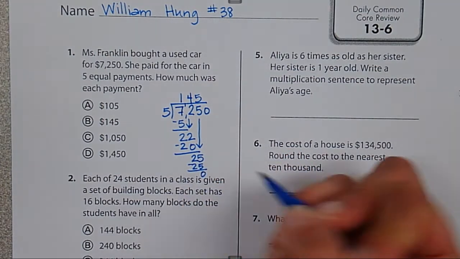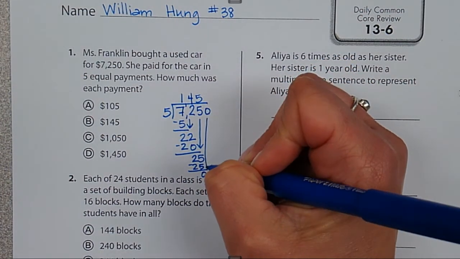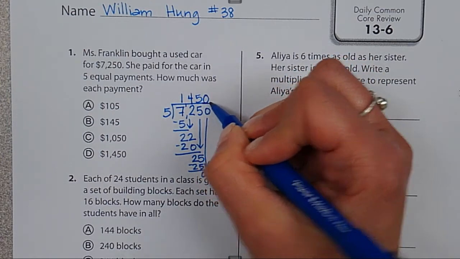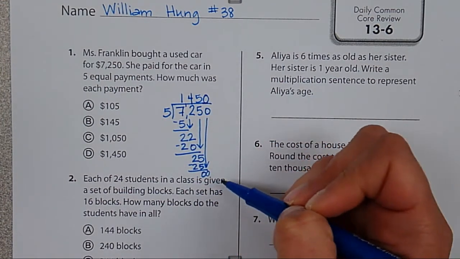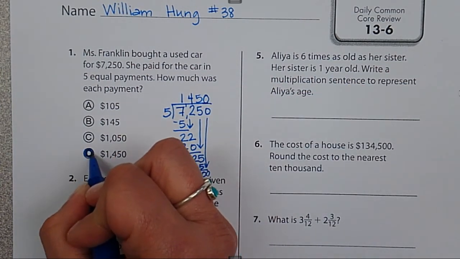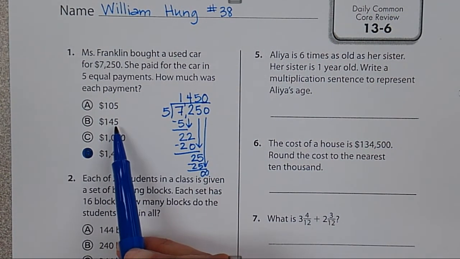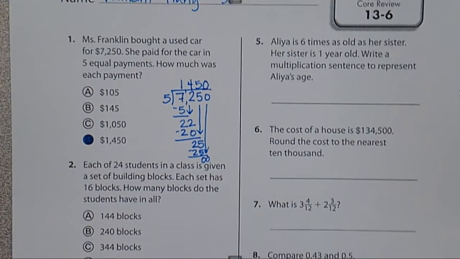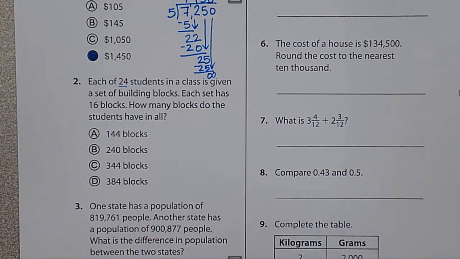25 take away 25 is 0, but we are not finished. 5 can't go into 0, but we have another 0 here. Let's bring it down. Now we have, again, a 0. 5 can't go into that. So we are going to put a 0 up here, our placeholder. 0 times 5, we know that's 0. 0 take away 0 is 0. Now we're finished. So each payment is going to be $1,450. The correct answer here is D, not B. Don't be confused or tricked with this one. Each payment is $1,450.